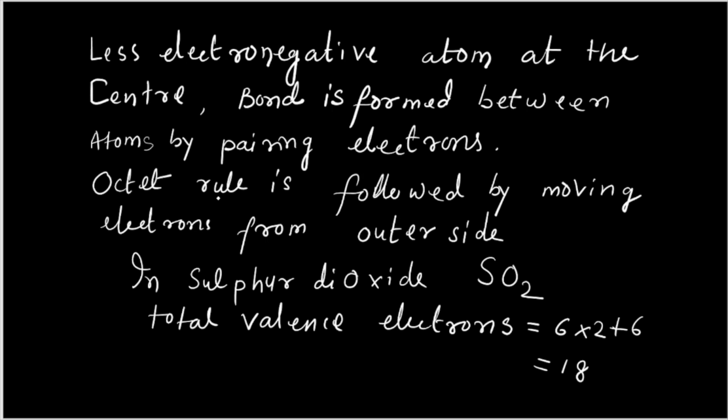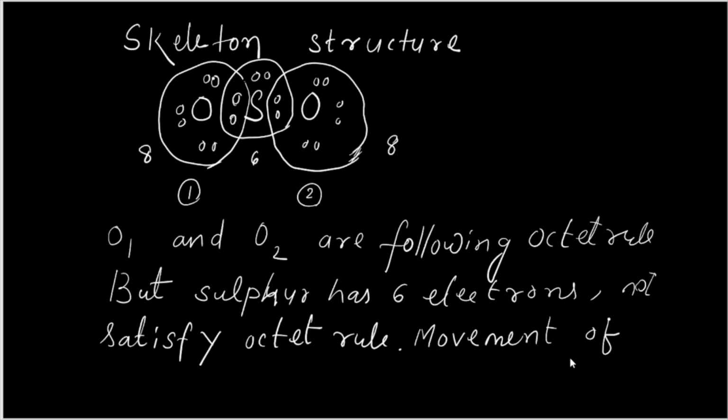In sulfur dioxide, there is one sulfur and two oxygen, and the outer shell valence electrons are how many? 6. Here this is sulfur dioxide and these are the 2 oxygen, 6 into 2 is 12, and sulfur is 1, so 12 plus 6, that is 18. Are you clear? In sulfur dioxide, sulfur and oxygen combinedly have how many valence electrons? Total valence electrons, that is 18. Are you clear? You should know the total valence electrons.